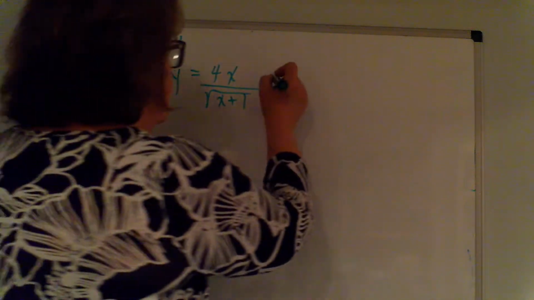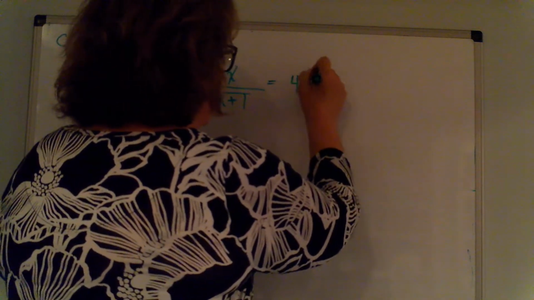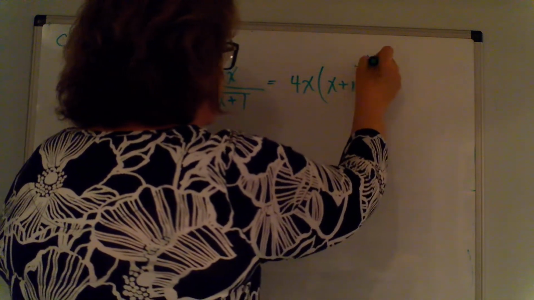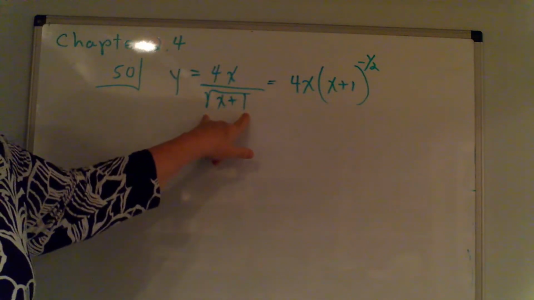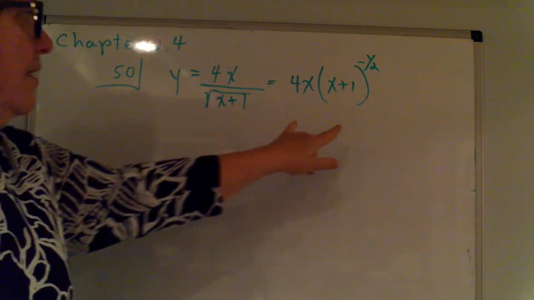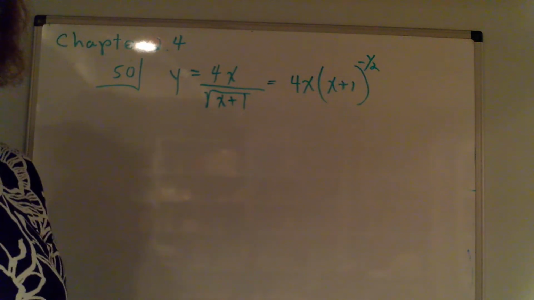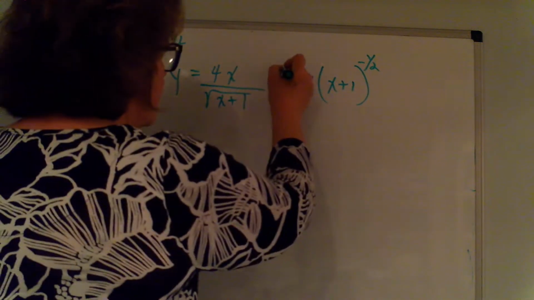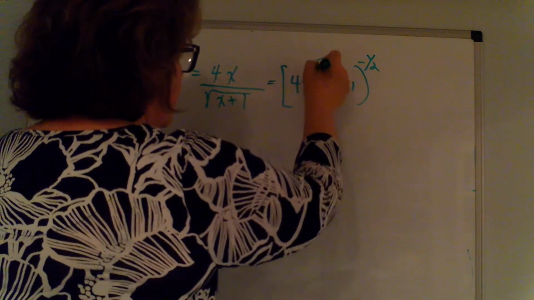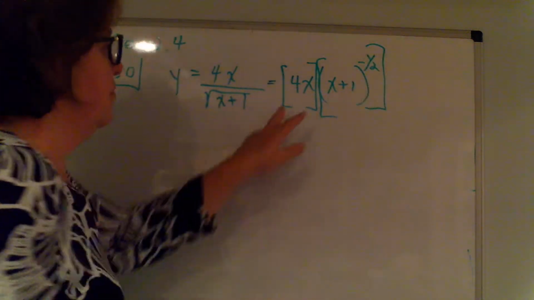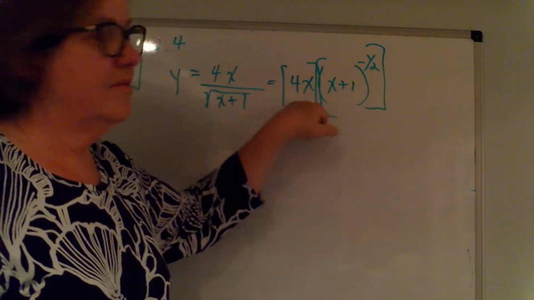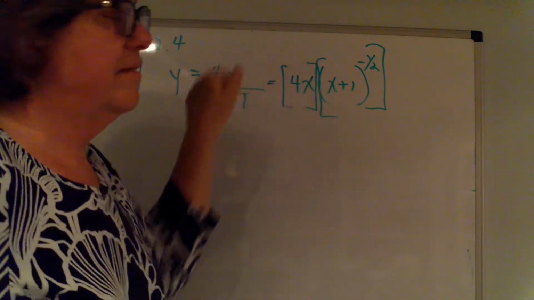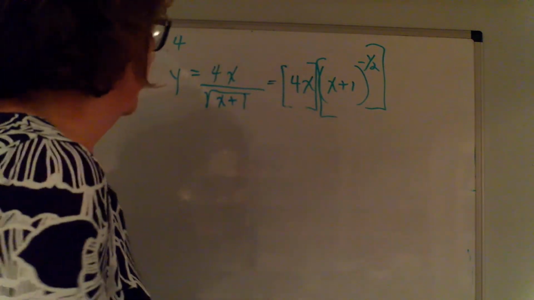But I'm going to do it a little differently. I'm going to write this way. So I'm going to write the square root of x plus 1 on the bottom as x plus 1 to the negative 1/2. In this form, now I can use the product rule to get the derivative, because I have two functions, the 4x and the x plus 1 to the negative 1/2. So I can do the product rule to get the derivative.